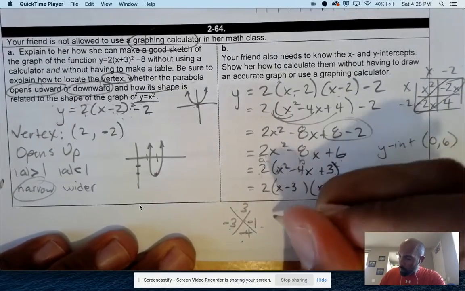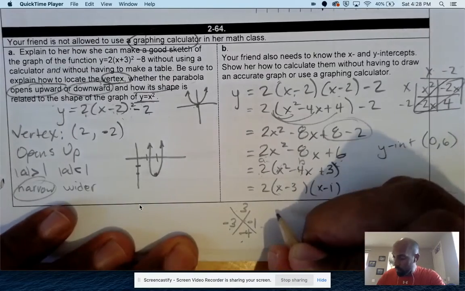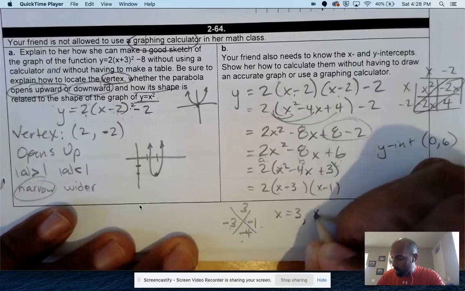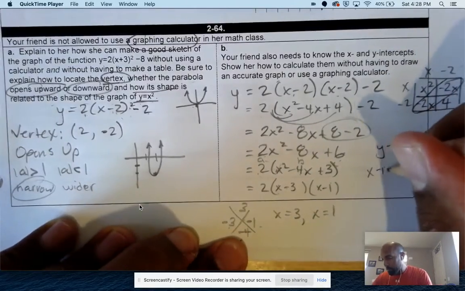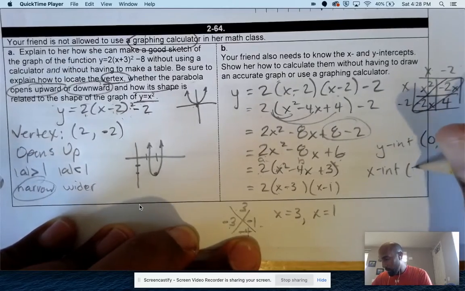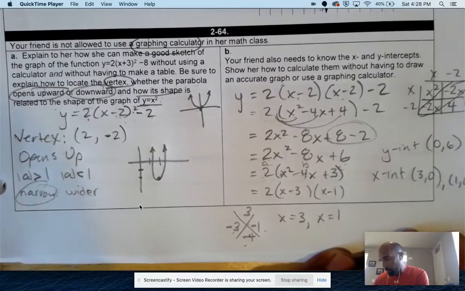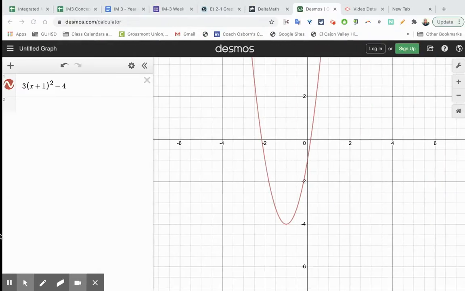There's -1. Okay, so now I can figure out my x-intercepts. Use the zero product property, and I know that from here I get 3, and from here I get 1. So my x-intercepts are 3, 0, and 1, 0. Okay, so you can do that with your own problem.